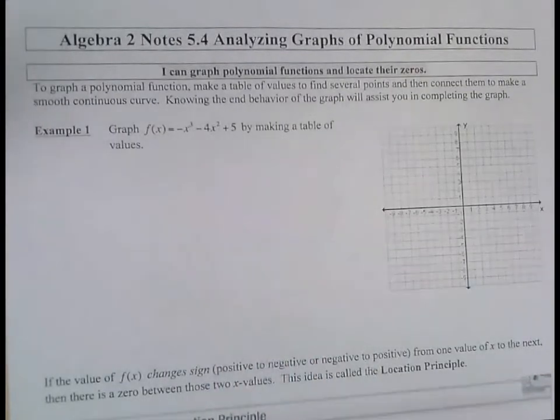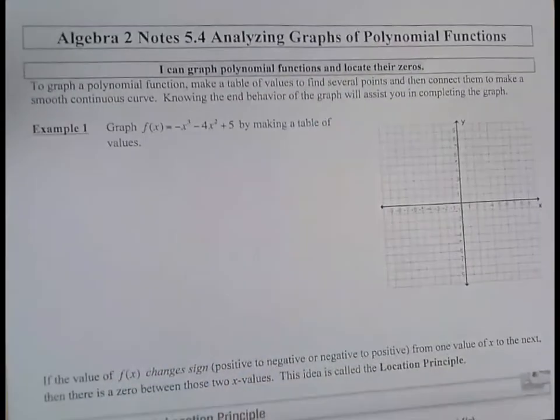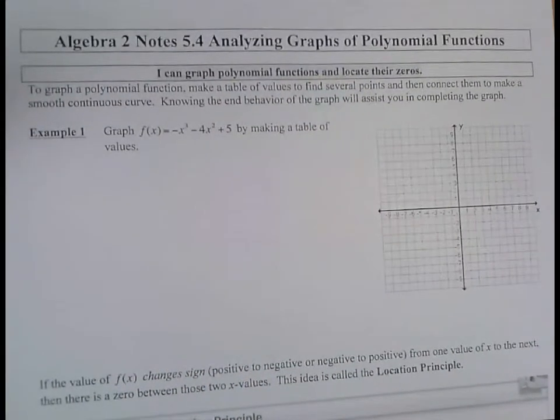But how you graph a polynomial function is by making a table of values to find several points. How many points you have to have depends on your function. So I'm not telling you how many points. I will tell you as we go through example 1 how to know when your table is good enough. But there's not a set number of points you should have. It depends. You then connect them to make a smooth continuous curve. Make sure when you draw it in it's not pointy. It's not jagged. It should be smooth. Think of how you drew a parabola. It wasn't a V, but it was rounded.